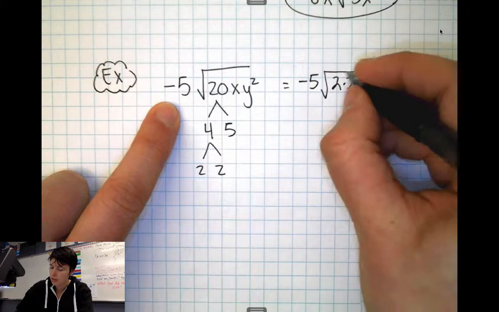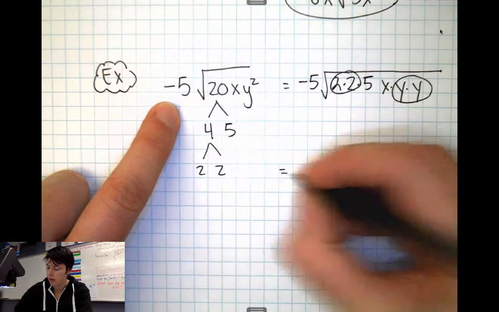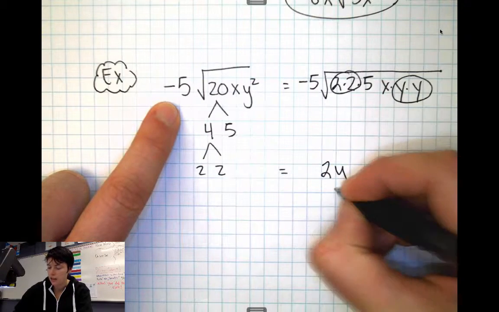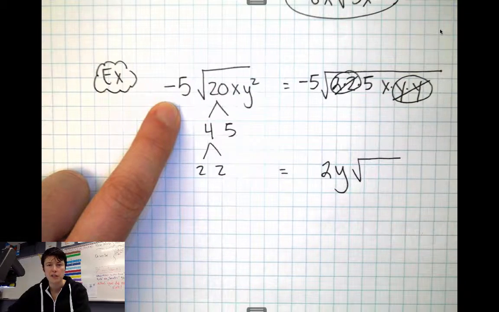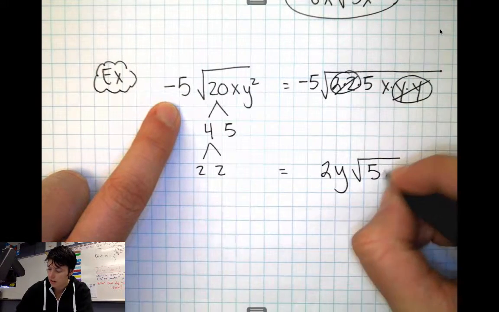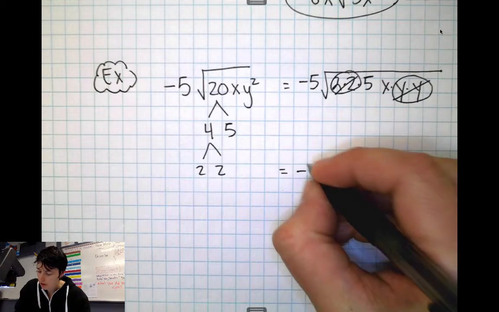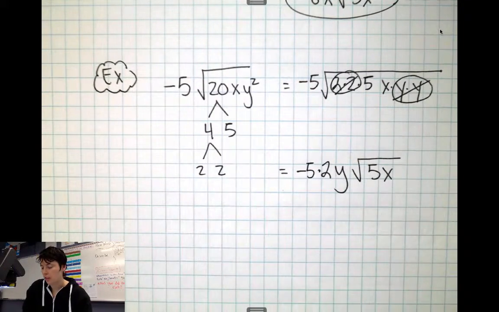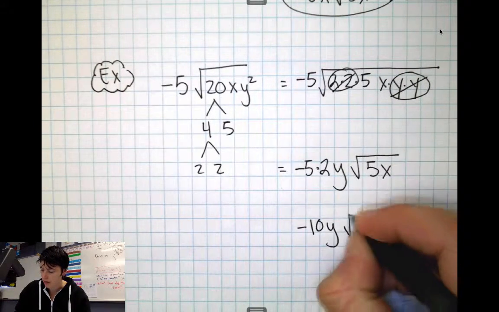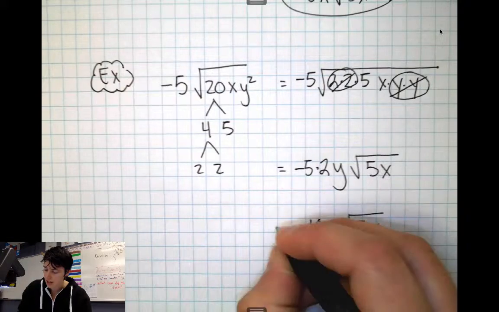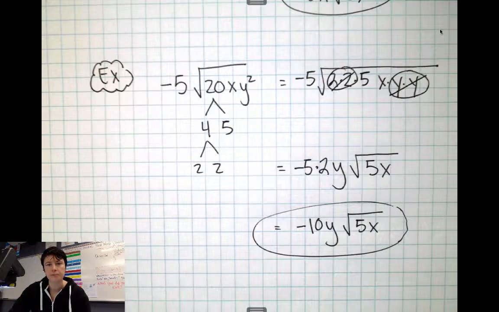So I see the 2 times 2, and I see the y times y, and I'm going to take those out as a 2 and a y. And inside the square root, if those are gone, what do we have? We just have the 5 and the x, so 5x. But then there was that negative 5 on the outside, so it's all times negative 5. So negative 5 times 2 is negative 10y, and it's radical 5x. And then that is my simplified answer, and I'm all simplified down.